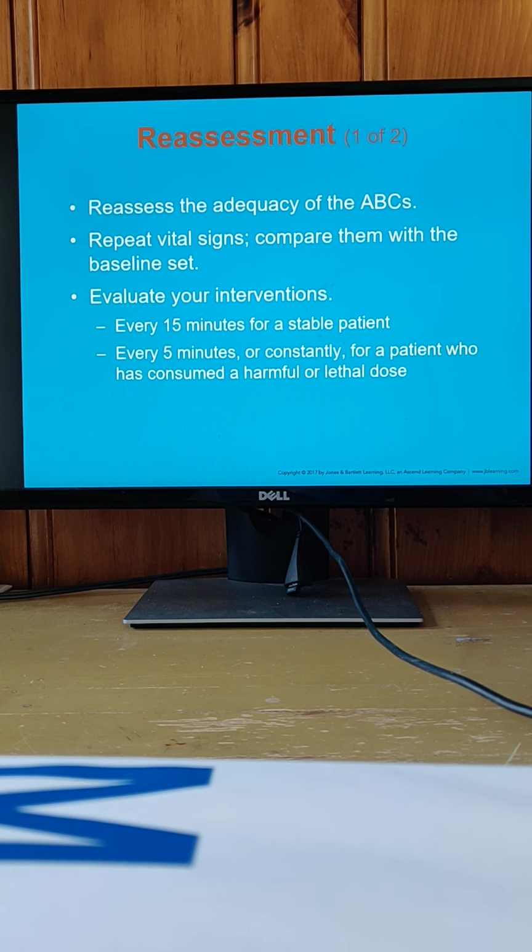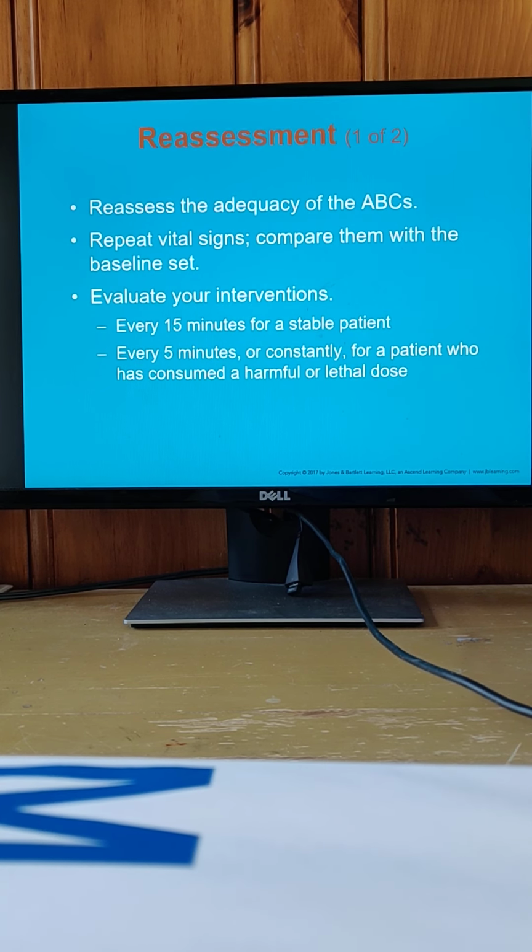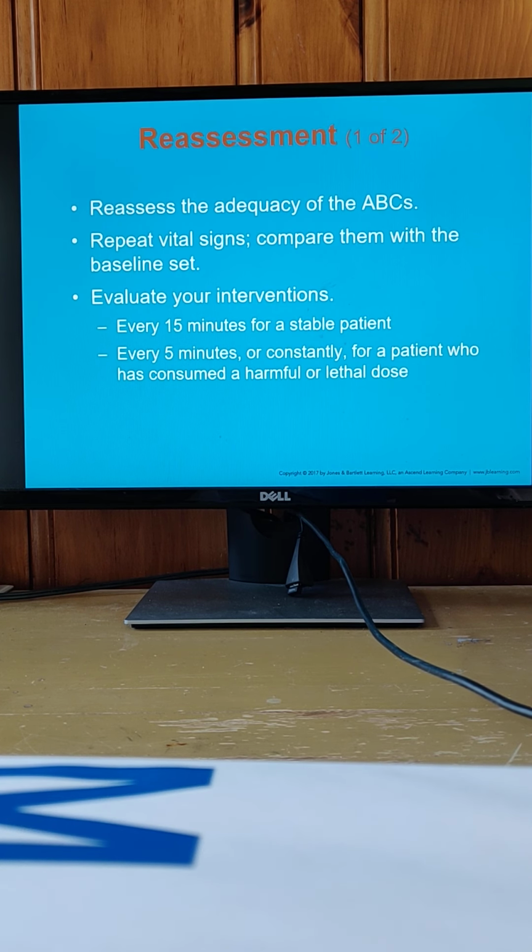Okay? Reassess the adequacy of the ABCs. Reassess your work. Have you done any interventions? Are they working? Yes or no? If they're working, great. If they're not, then find something else that'll work. Repeat the vital signs. Compare them with the baseline vital set. You want to see, is the blood pressure going up or is it going down? Are the respirations improving or are they getting worse? Okay? Pulse, is it going up or down?